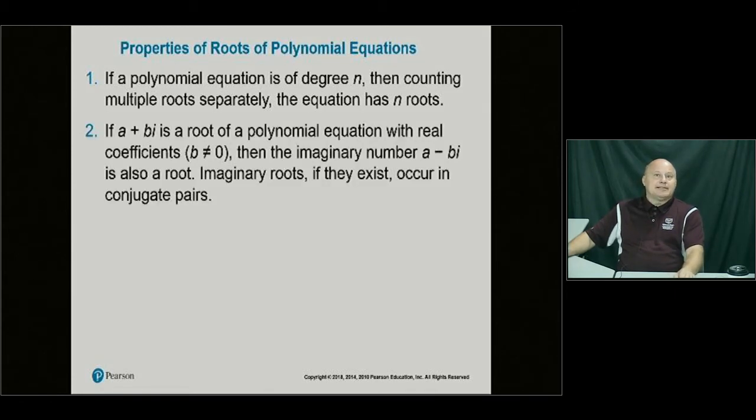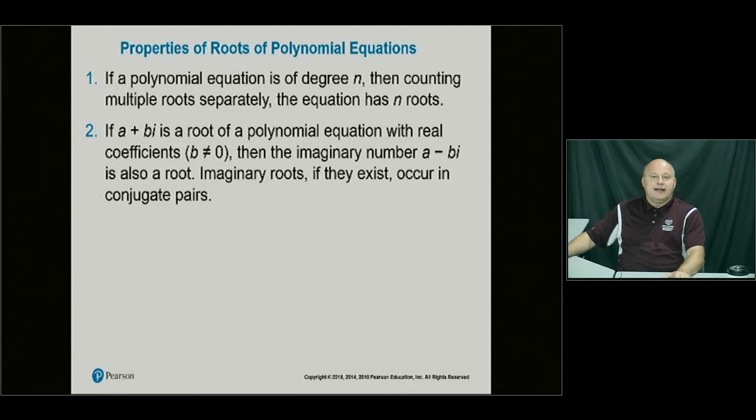If a plus bi is a root of a polynomial equation with real coefficients, b not equal to 0, then the imaginary number a minus bi is also a root. Imaginary roots, if they exist, occur in conjugate pairs, and that's the important part. So if 2 plus 3i is a solution, then you're guaranteed to have 2 minus 3i as a solution, as long as your coefficients are real numbers. If your coefficients are real numbers, that's going to happen every time. So they come in conjugate pairs.